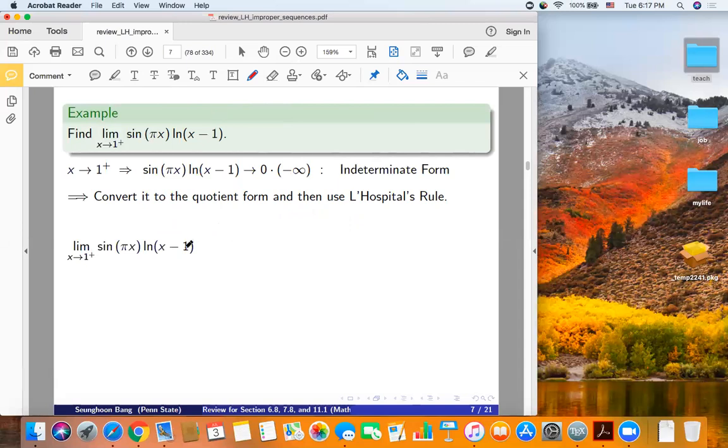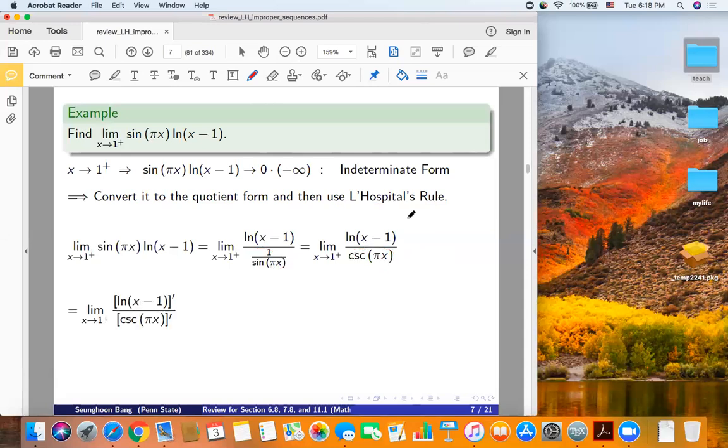It's the same idea. So you can change it to a fraction. Limit of ln of x minus 1 over sine of pi x. You have to use an identity. 1 over sine pi x is cosecant pi x. Next, you have to use L'Hopital's rule. So what's the derivative of ln of x minus 1 and of cosecant pi x? The derivative of ln of x minus 1 is the derivative of x minus 1 over x minus 1. The derivative of cosecant pi x is negative cosecant times cotangent times the derivative of the inner function.